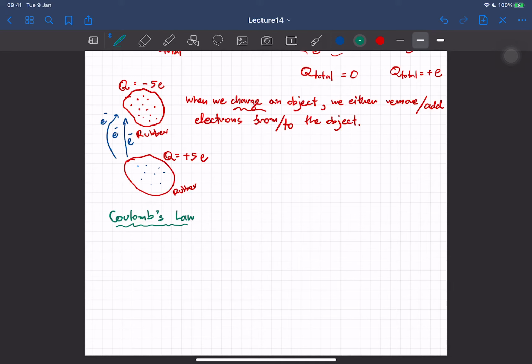Okay, so what is Coulomb's law? Coulomb's law tells you that between two electrically charged objects or particles, there will be a force between them.